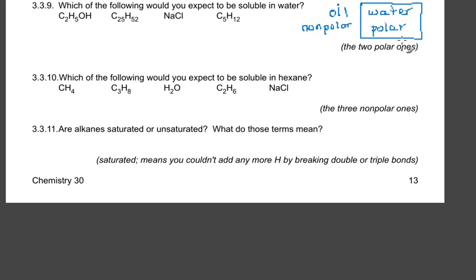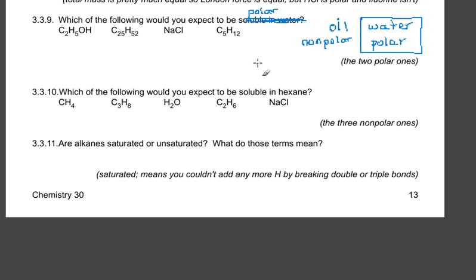But if you put a polar thing in water, it dissolves very well, and if you put a nonpolar thing in oil, it dissolves very well. So like dissolves like is the simplest rule. So when they say which of the following would be soluble in water, what they're really asking is which of the following are polar. Sorry, bad framing there. Which of the following things are polar?